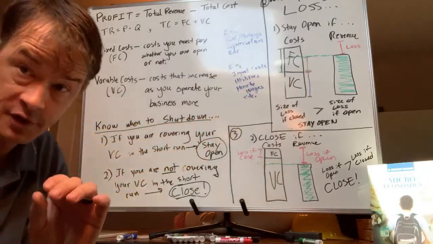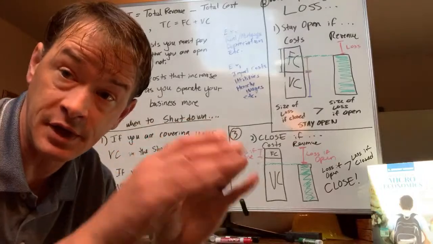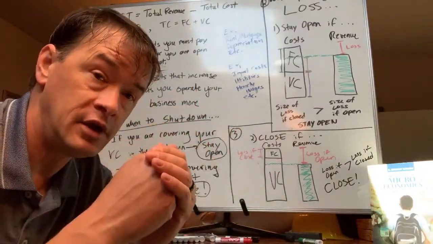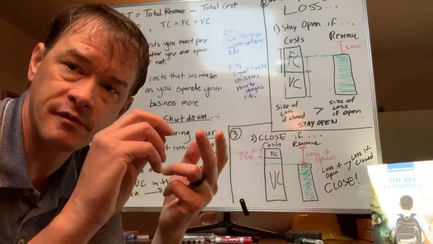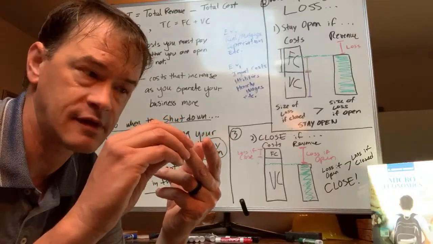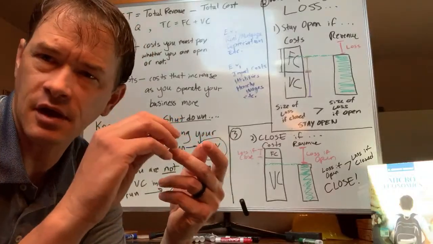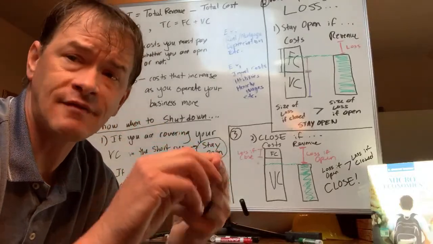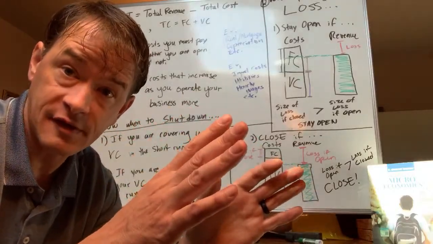So if you're covering your variable costs, what you need to do right now is take all your costs and list them out. And you need to figure out what's variable and what's fixed. What's fixed, again, is stuff you're going to have to pay whether you're open or not. It's your mortgage, your rent, that type of thing. Depreciation, some taxes, that type of thing. And then you need to have another column that's variable costs, and that's things that you can control.